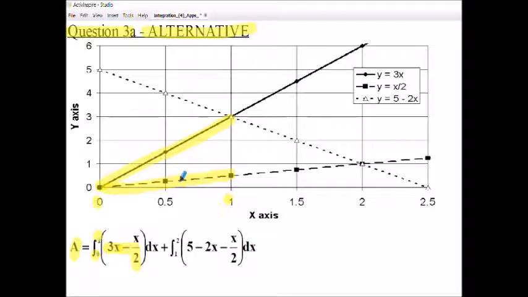And then my second integral I've got here is 5 take away 2x take away x upon 2 between the limits of 1 and 2. So I'm now looking at this line here, and I'm finding the area under this line between 1 and 2, and I'm taking away the area under this line, the minus x upon 2, between 1 and 2. So another variation on how to actually form the area integral that we could use.